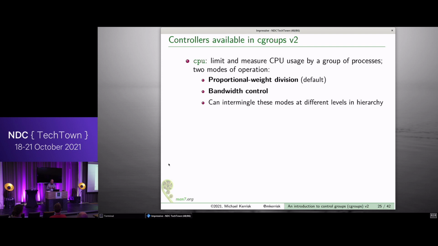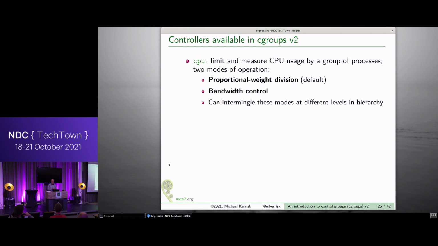What the CPU controller does, of course, is lets you do two things really: limit CPU usage and also measure CPU usage. And the CPU controller has a couple of modes of operation. There's a so-called shares mode or a proportional weight division mode, which is the default mode. And there's another mode called bandwidth control. And you can mix these two modes at different levels in the hierarchy if you want.